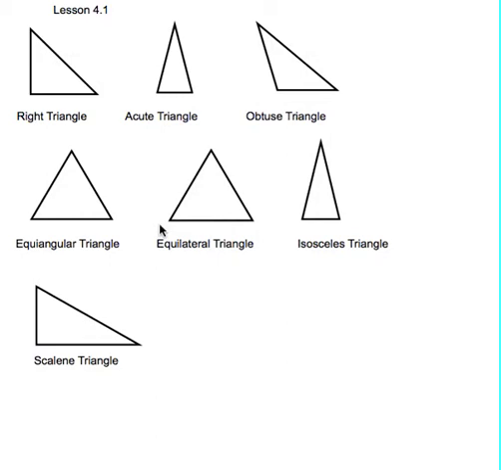Now we're going to talk about sides. The equilateral triangle has three equal sides. The isosceles triangle has two sides that are congruent and one that is not congruent to the other two. And the scalene triangle has three sides that are not congruent to each other. That's lesson 4-1.